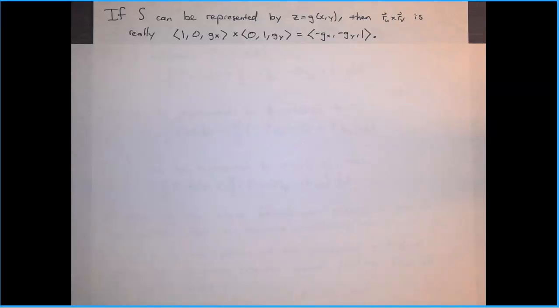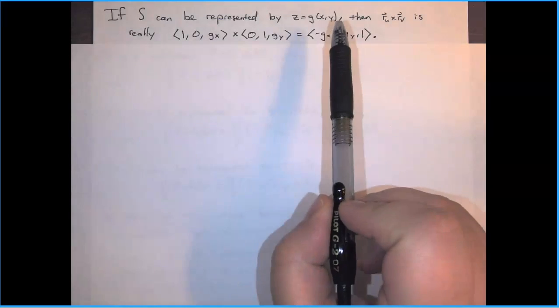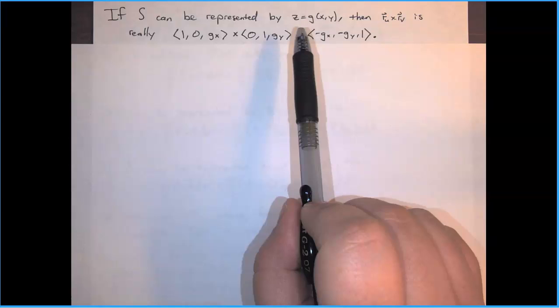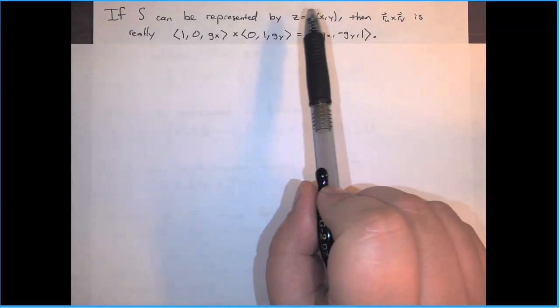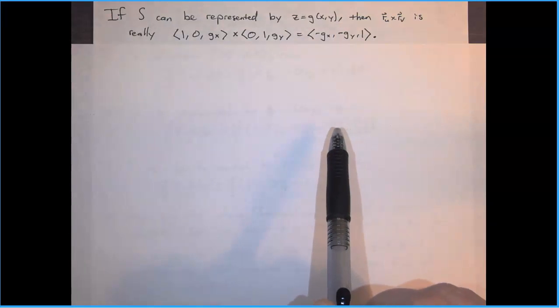Hey everyone, welcome back. In this final video on surface integrals, we're going to start by taking a look at surfaces that can be represented by functions of two variables. So we've looked at these before in a couple of different contexts. So let's say we have a surface that we can solve for z. So it can be represented by a function of x and y.